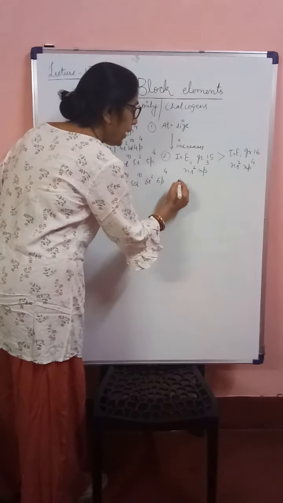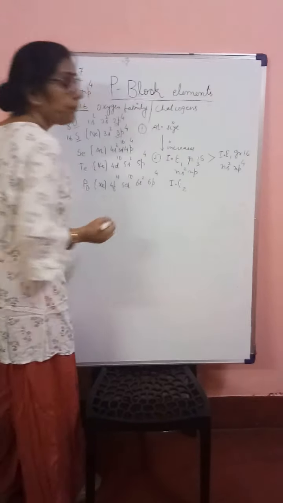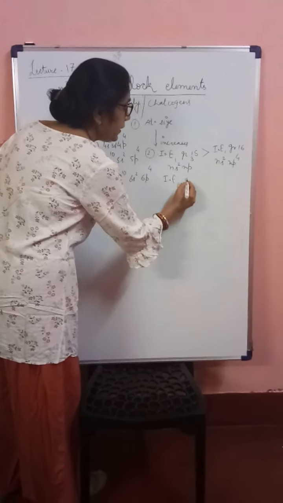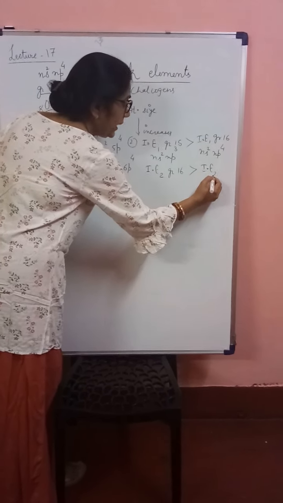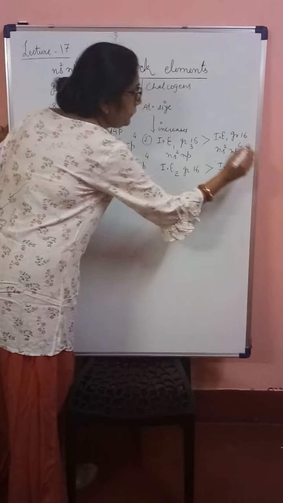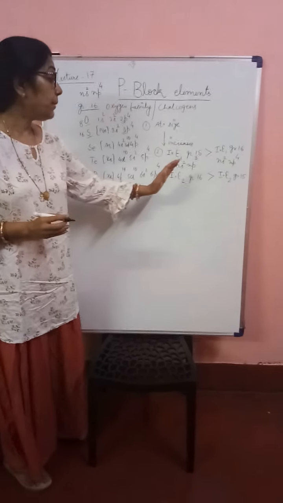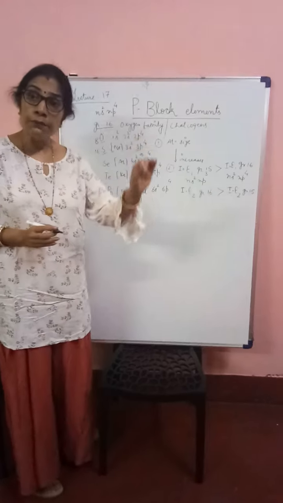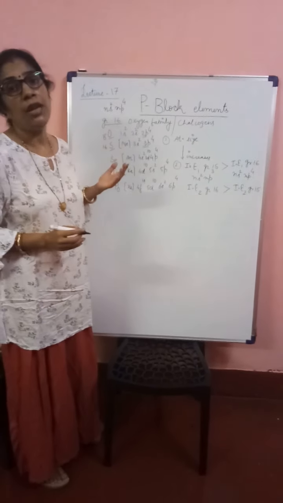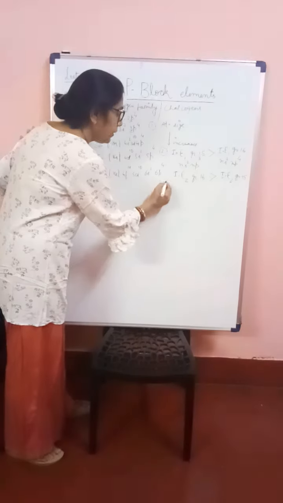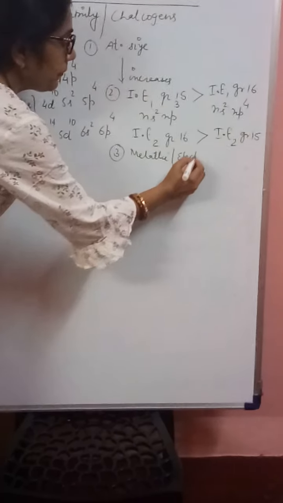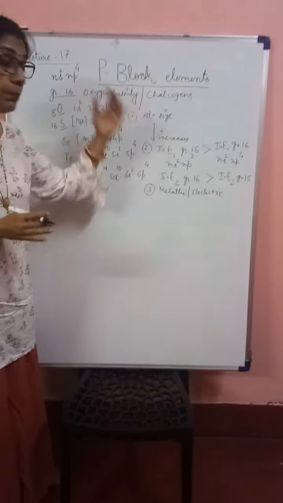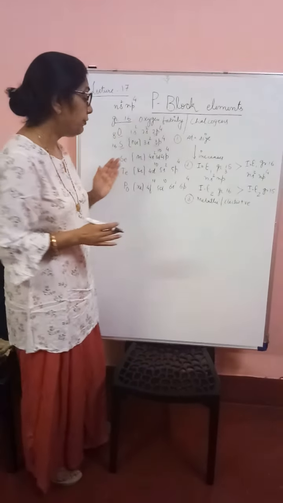But if I compare the second ionization energy, group 16 will have the higher ionization energy. That's a very important point, my dear students: you have to consider the successive ionization energies as well. So far as metallic or electropositive character is concerned, they are less metallic as compared to group 15, but down the group the metallic character will increase.